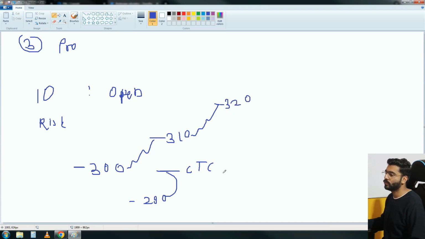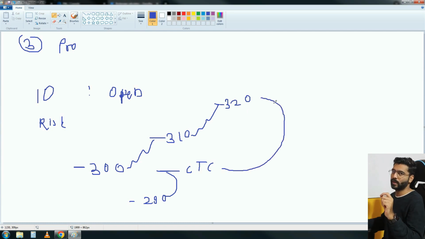But now what we'll do, we'll directly shift our cost to 320. So minimum you'll be getting 320, that is 20 points. Or if the market gets a spike, right, maybe it might show you 330, 340, 350. In that case, you will keep trailing for every 10 points. So that means you'll be getting 1:4, 1:5, 1:8 trades as well. So this is how you'll be getting a maximum profit from that particular setup.